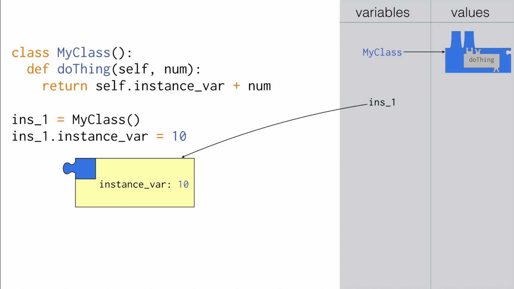Now, whenever Python looks up an instance variable, it first looks at the instance to see if it can find it, and then it looks at the class that created that instance to see if it's there. So for example, if we call inst1.doThing, then Python is going to look for the doThing method in the instance first, but it doesn't find it there, so it looks in the class myClass where it does find it.